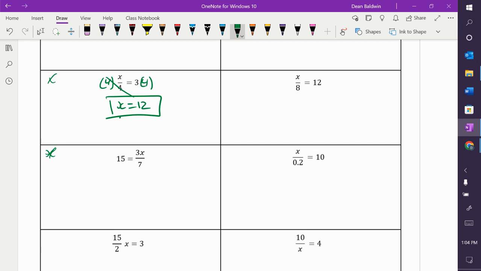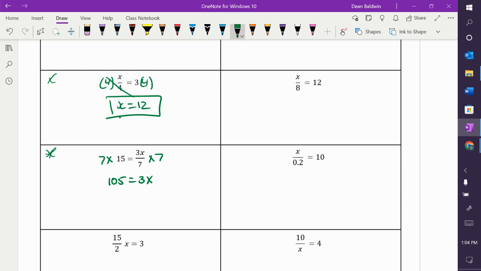Why is it multiplication and not subtraction or anything else? Because we're dividing by 7, so you do the opposite, which is multiplying. But what you do to one side, you do to the other side. So 7 times 15, that's 105, is equal to, those cancel, 3x. And now it looks like the other ones.